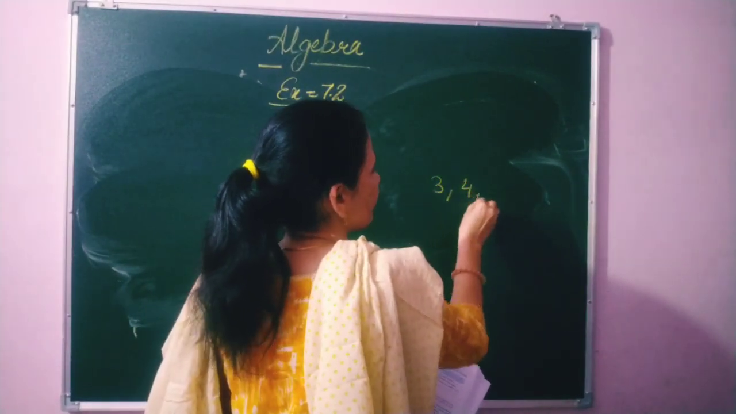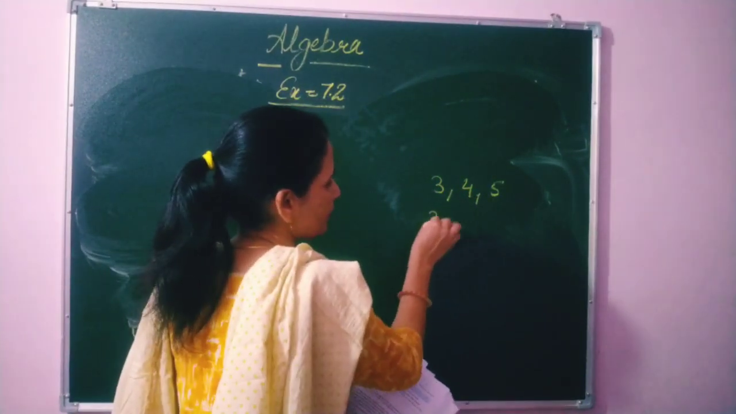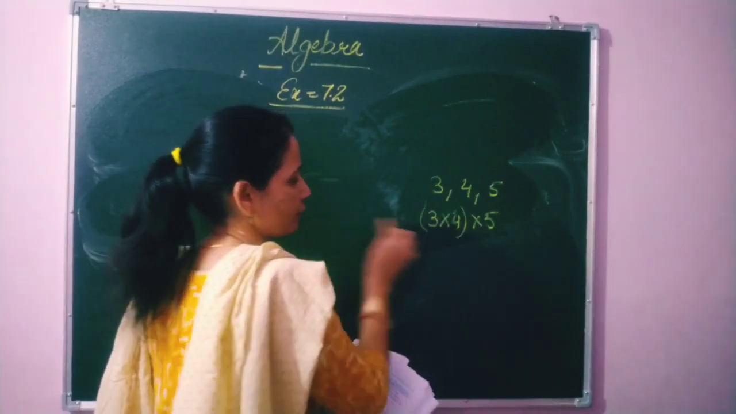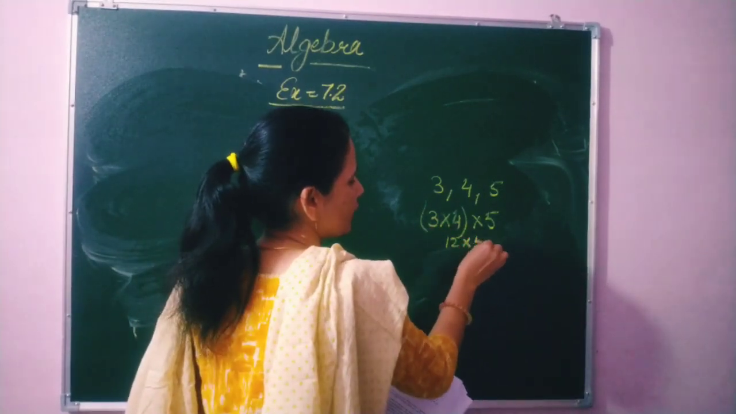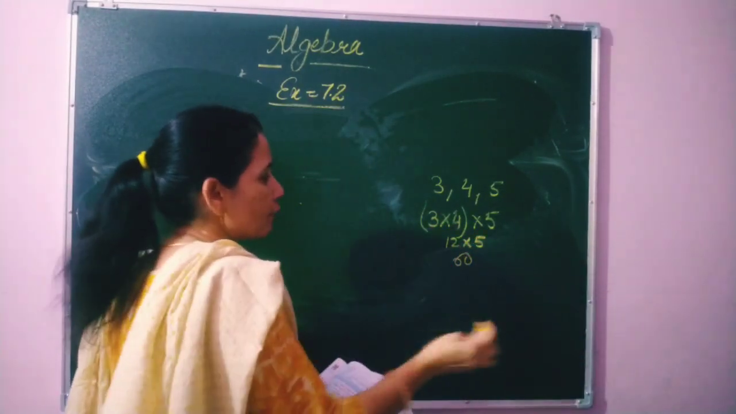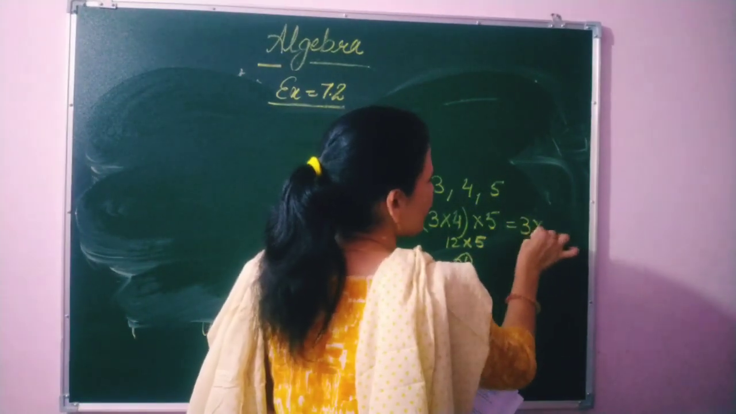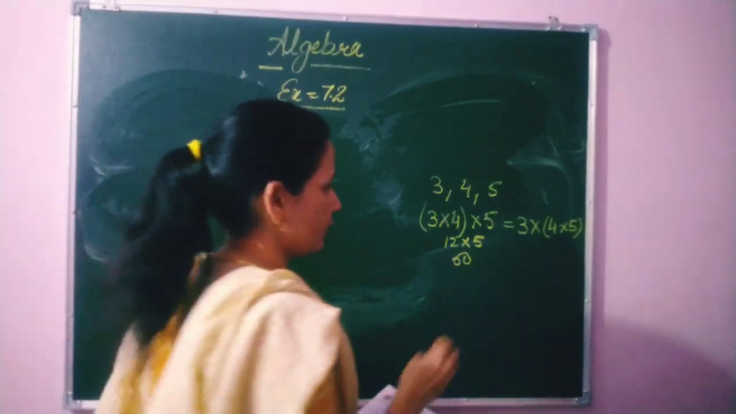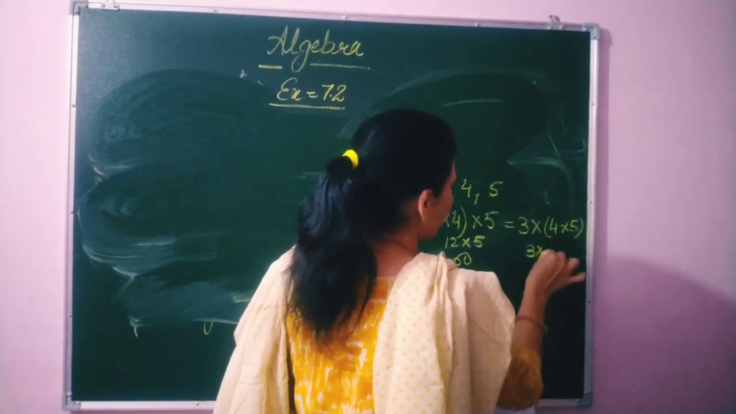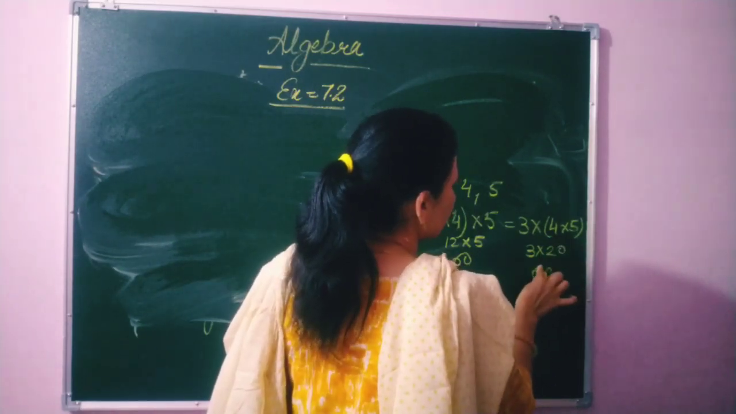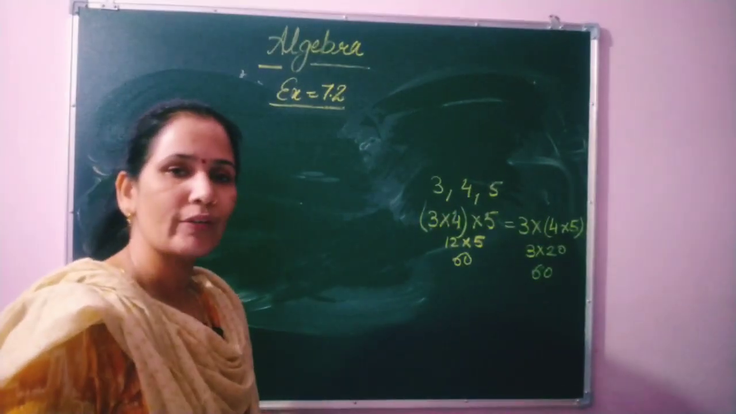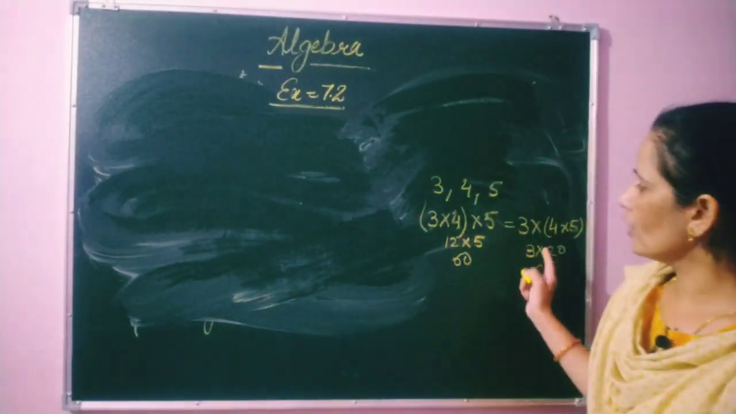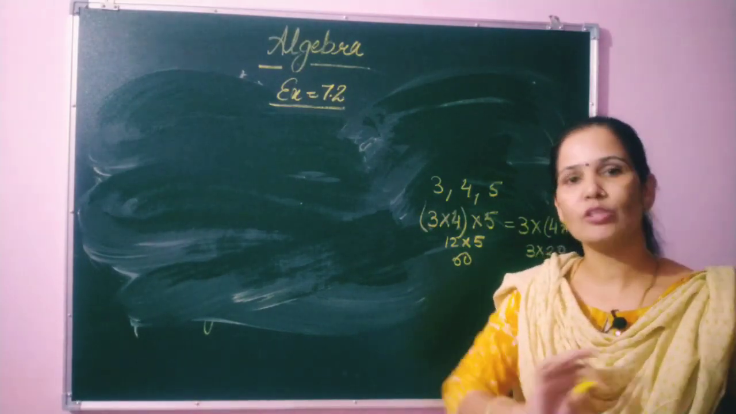Let's explain how to do this. If 3, 4, 5 are the three numbers, first I multiply 3 with 4 and then multiply the result with 5. So first I make the group of 3 and 4: 3 times 4 is 12, and 12 times 5 is 60. Now if we change the group, first I make the group of 4 and 5. So 4 times 5 is 20, and 20 multiplied with 3 is 60. So what we observe? In the case of multiplication, if we change the grouping of the numbers, the answer will remain the same. There is no effect on the answer.